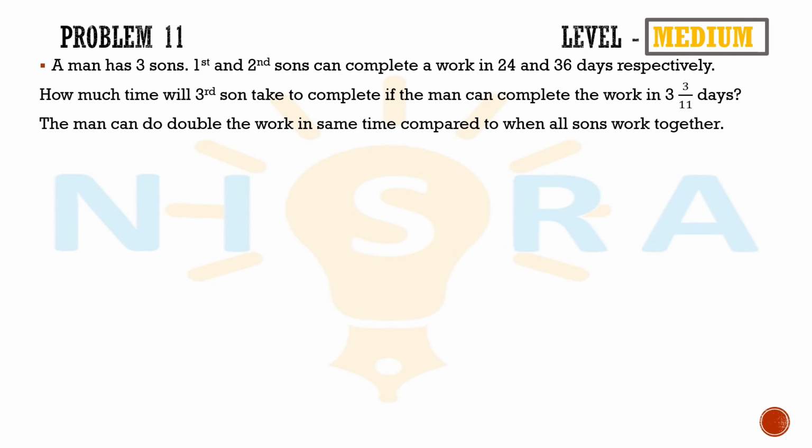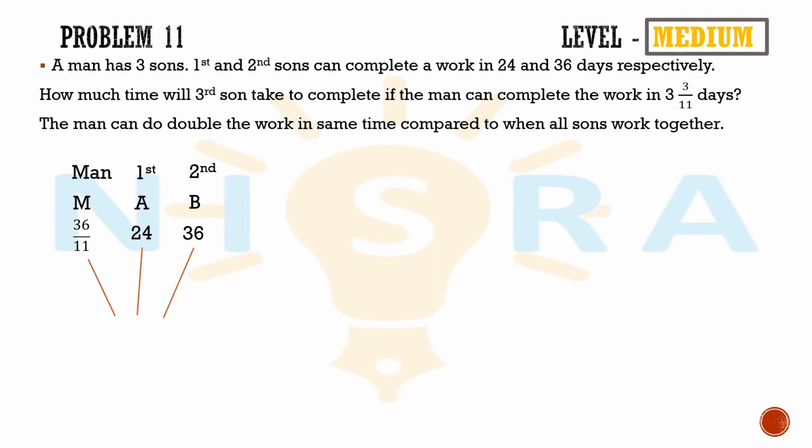So, to solve this problem, we have to find out how much work the man, his first son, and his second son can do in one day. So, from the problem statement, we know the man can do 3 by 11 days, which is 36 by 11 days. The first son can do a work in 24 days. The second son can do a work in 30 days.